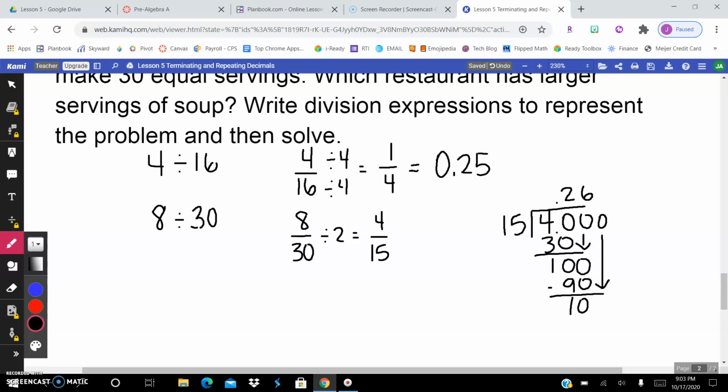I think I see a pattern here. 15 into 100 is going to go another 6 times. That would be 90. And this is just going to keep on going. The 6 is going to repeat.